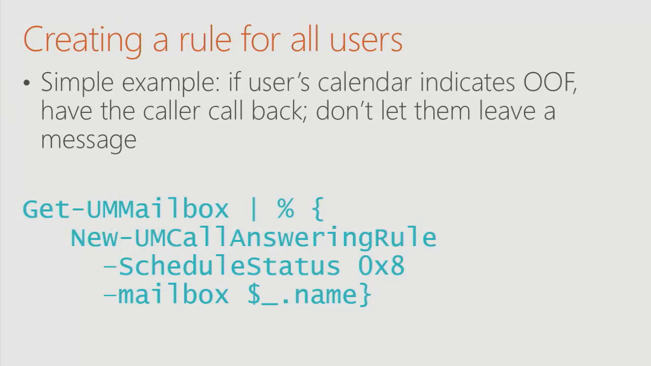It's rude, but I'm not trying to use this to generate business for you. I'm trying to use it to show a simple example of how you would do this. The actual conditions that you use, the format is semi-documented on TechNet. It's not straightforward. What I typically tell people to do is make the rule look the way you want it in the GUI, and then use Get-CallAnsweringRule or Get-UMCallAnsweringRule to see what it looks like, and then you know what to use for Set-UMCallAnsweringRule.